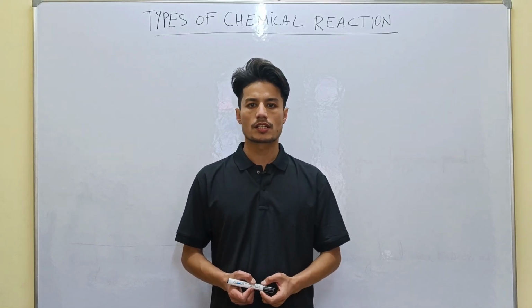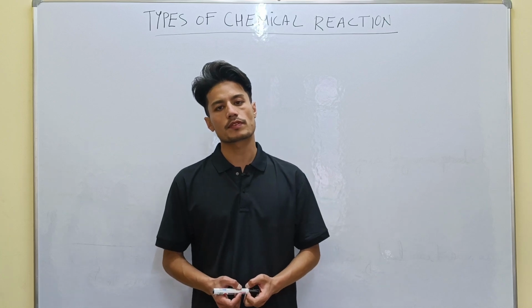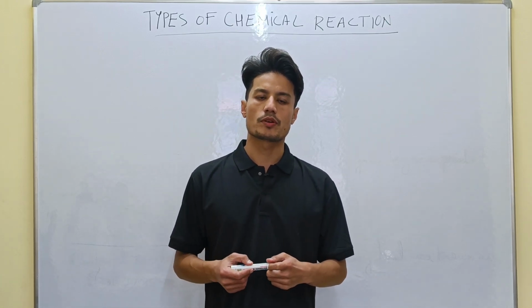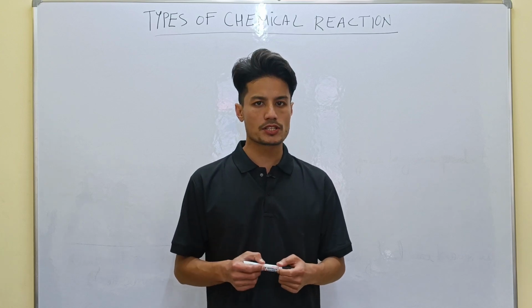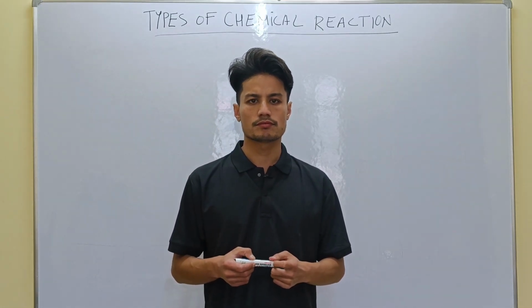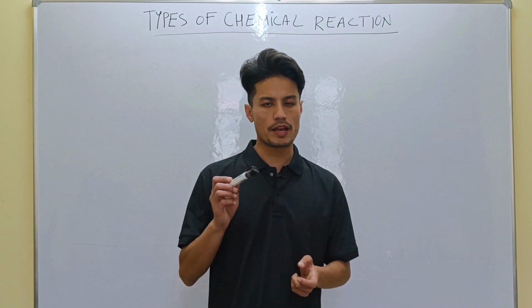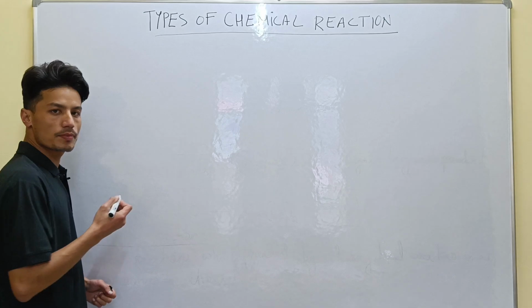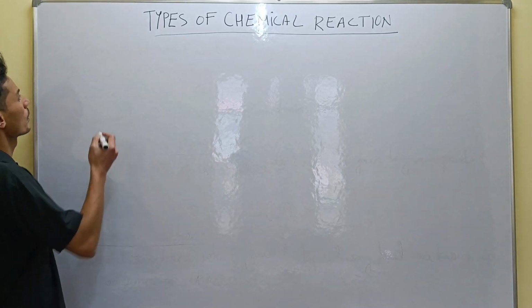In today's class, we will be learning about types of chemical reaction. There are four types of chemical reactions which you have to study. They are combination reaction, decomposition reaction, displacement reaction, and double displacement. So we have to study these four types of chemical reaction. Let us start the class by discussing each of them one by one.